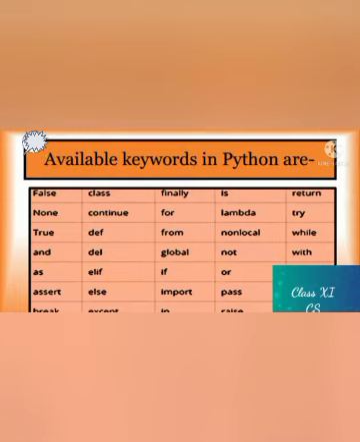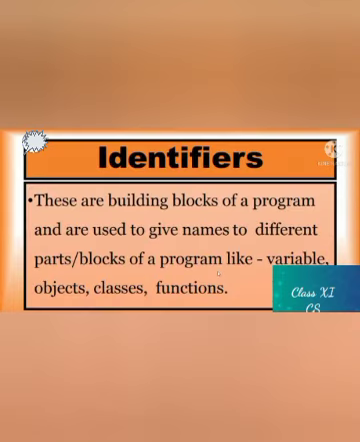Next is identifiers. Identifiers are building blocks of a program and are used to give names to different parts or blocks of a program, like variables, objects, classes, functions. If we want to find the sum of two variables x and y, where x equals 10 and y equals 20, we have to use the addition operator: x plus y, right? Here x and y are two variables. So these are the names which are used to name different parts or blocks of a program.